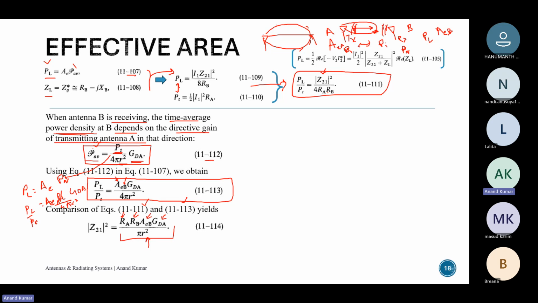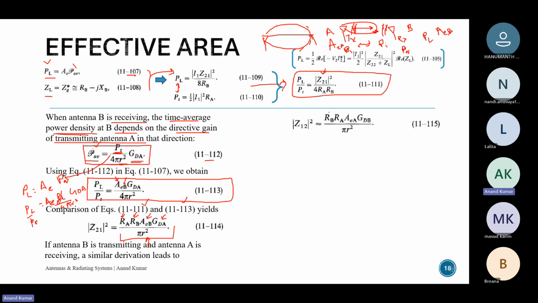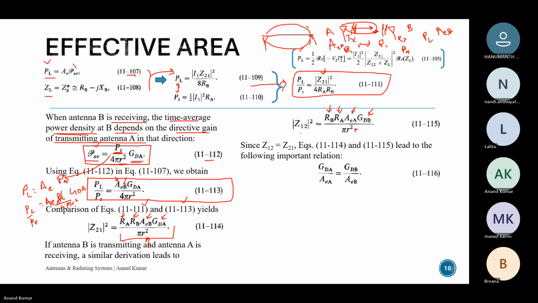Similarly, if the transmit and receive were interchanged, so if B starts radiating and A starts receiving, in that case we will have the radiation resistance of B, the radiation resistance of A, the effective antenna area of A, the gain of the transmitter, which is now B, and pi r square. And since we know the medium is reciprocal, Z12 is equal to Z21 from reciprocity.